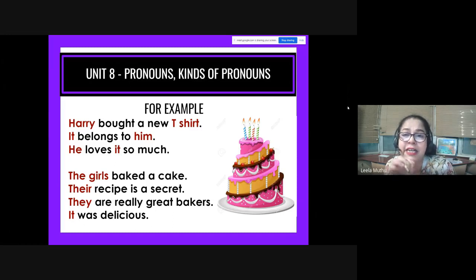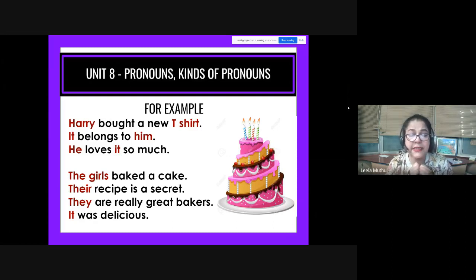He loves it so much. He is again referring to Harry. Loves it. Loves what? The t-shirt. The t-shirt is replaced by the pronoun it, which is only for animals and non-living things. He loves it so much.